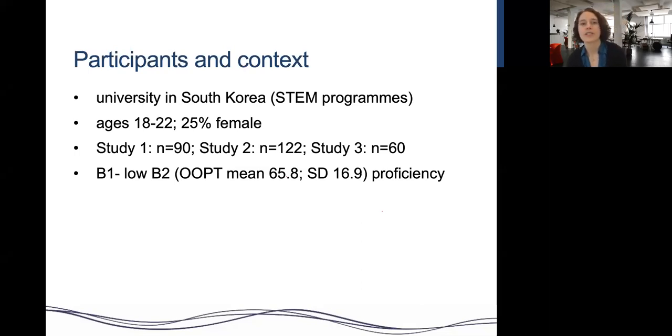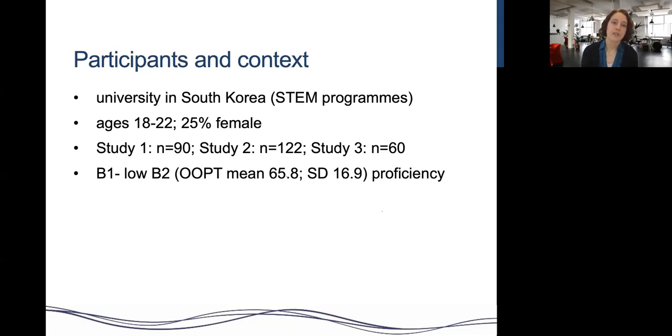Now, a bit about the participants and the context. Because the three studies are set in the same context, I can describe some of the commonalities before we get started and reduce the need to be repetitive later on. So these participants were at a university in South Korea, and they were in science, technology, engineering, and mathematics programs of study, STEM programs. They tended to be between ages 18 to 22 and approximately 25% female, which was to be expected for the STEM programs in this region.